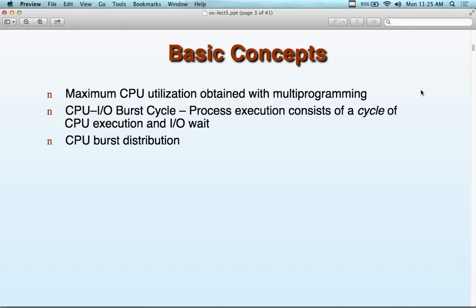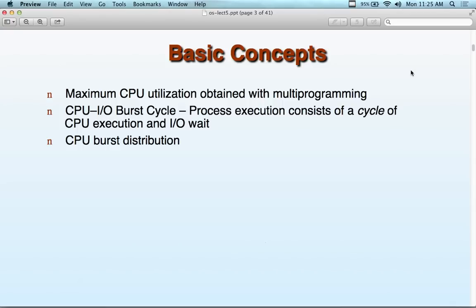What does that mean? Well, everything must happen at the CPU level, so all processing is dependent upon the speed of that CPU. The CPU can be measured in terms of I/O bursts and burst cycles. The process execution consists of a cycle of CPU execution and also I/O waits and wait time.